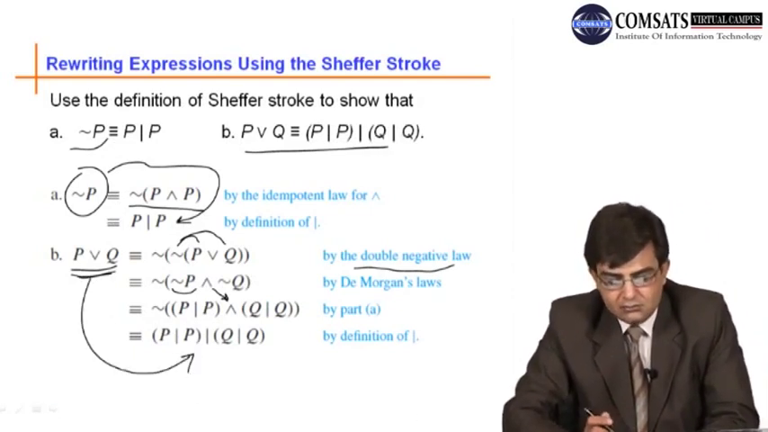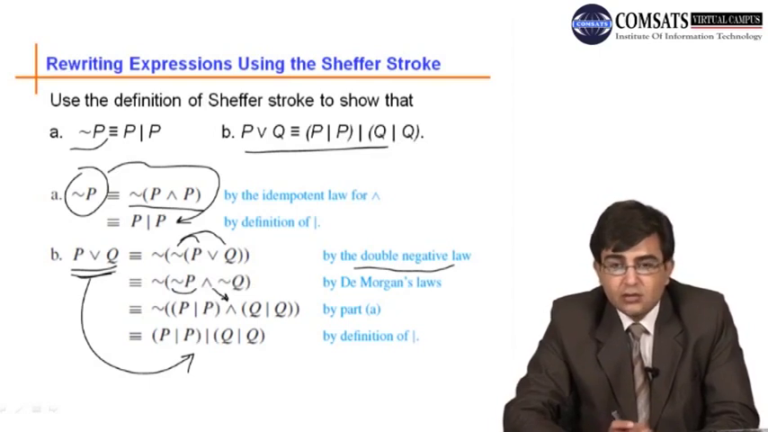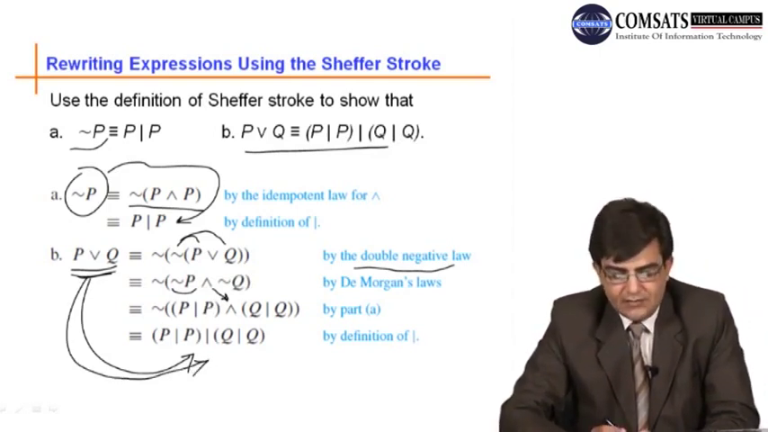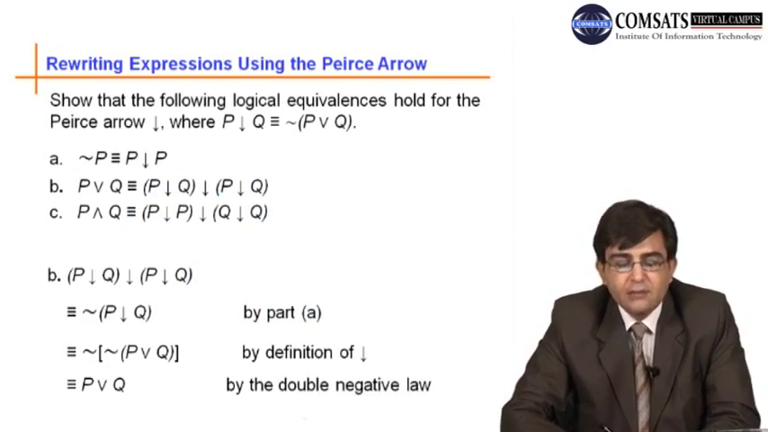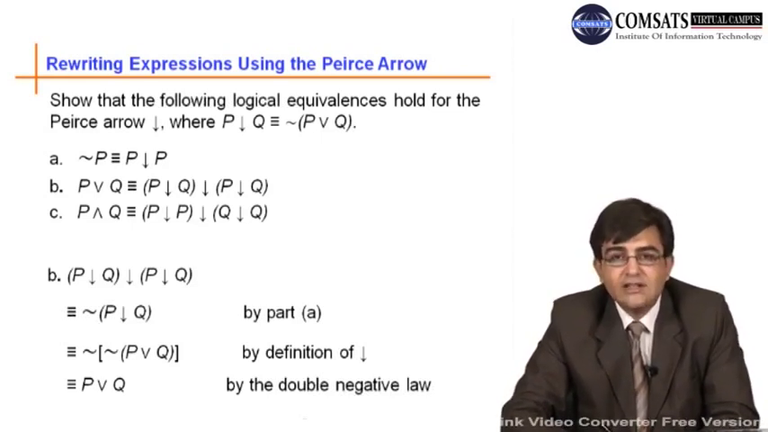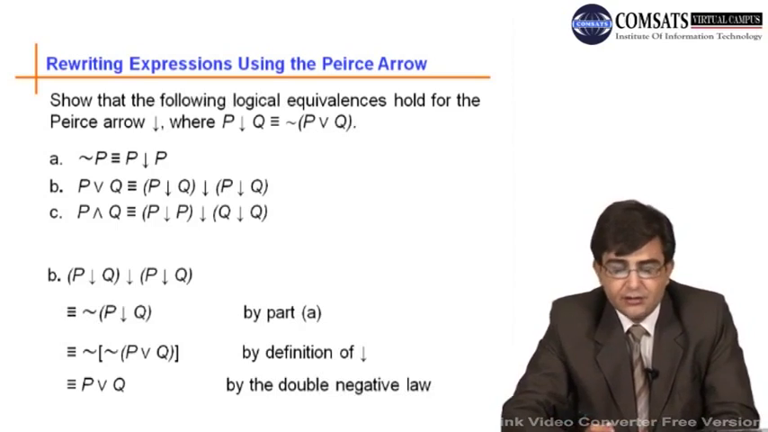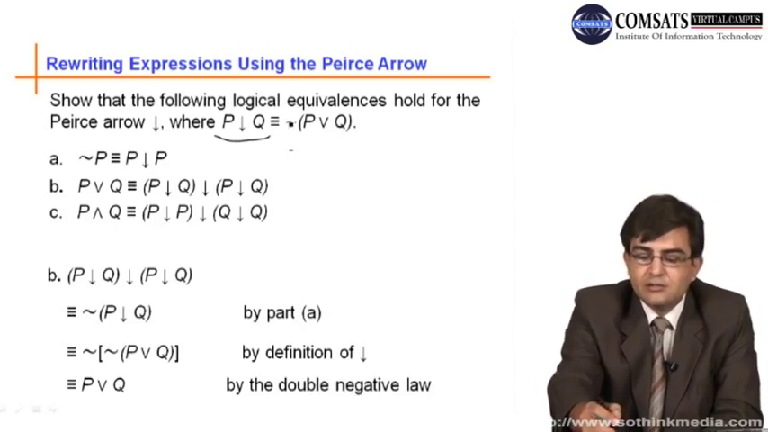So we can write any Boolean expression by using only the Sheffer strokes, or we can convert any Boolean expression into an expression which uses only the Sheffer strokes. So now we consider the same example, and we convert the same Boolean expressions into Boolean expressions which contain only the Pierce arrow, which is a downward arrow. It's just a notation, and the definition of P Pierce arrow Q is basically logically equivalent to NOT of P or Q.